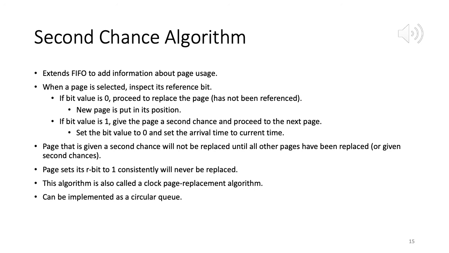What happens if the bit value is 1? It means the page has been referenced recently, right? So what we do is we don't evict it, of course, and we give the page a second chance and proceed to the next page. Importantly, we set the bit value to 0. So if we are inspecting a page to evict, and for that page the reference bit is 1, we don't evict it and we set the reference bit to 0.